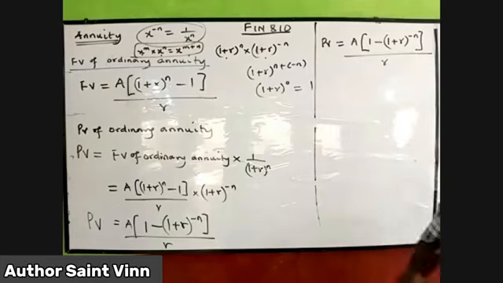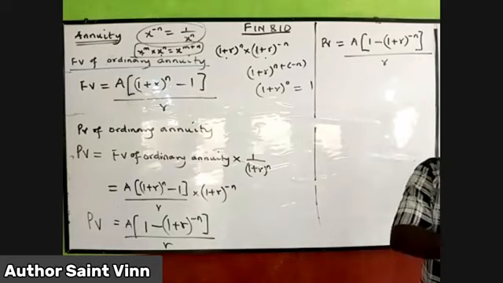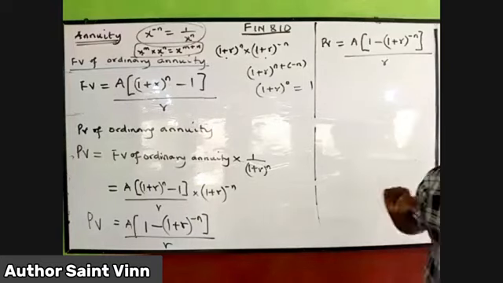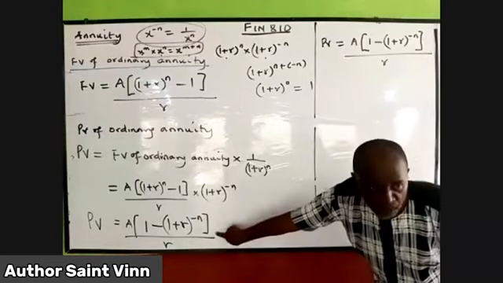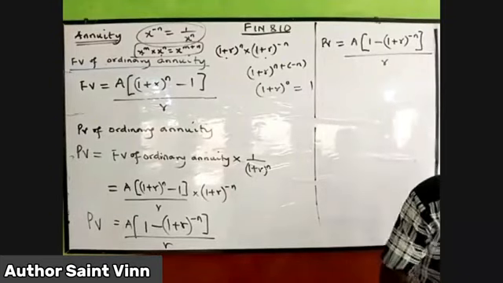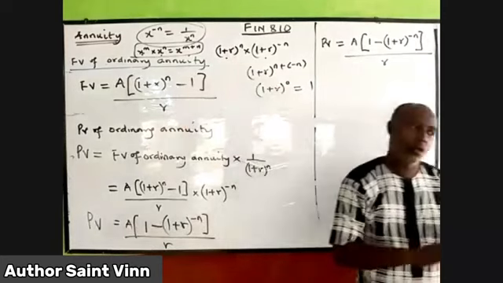Yes, sir, but what you just did now is a proof of... That's to tell you how the thing came, but you don't need to bother yourself except you love maths like me. But what is important is that this last value is the present value of ordinary annuity. This one on top is the future value of ordinary annuity.